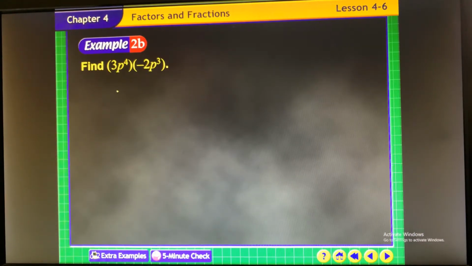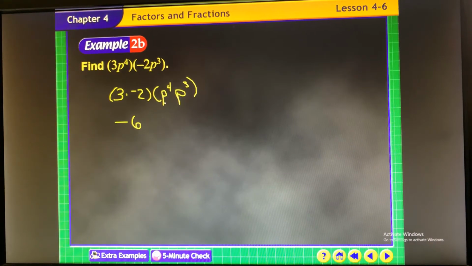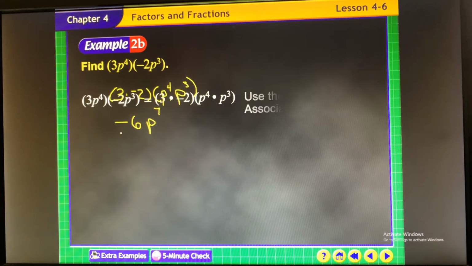So with this one, you would want to use your properties that you learned about. So I'm using the commutative property and the associative property to regroup these the way I want to see them. And then I can go ahead and combine my information. P times P is P to the 7th power. And you're done. Make sure the negative comes out in the front.